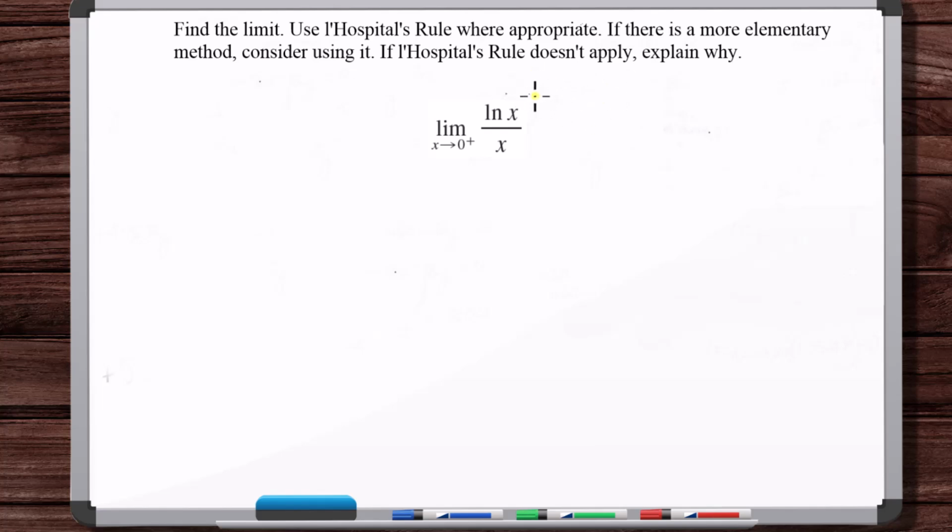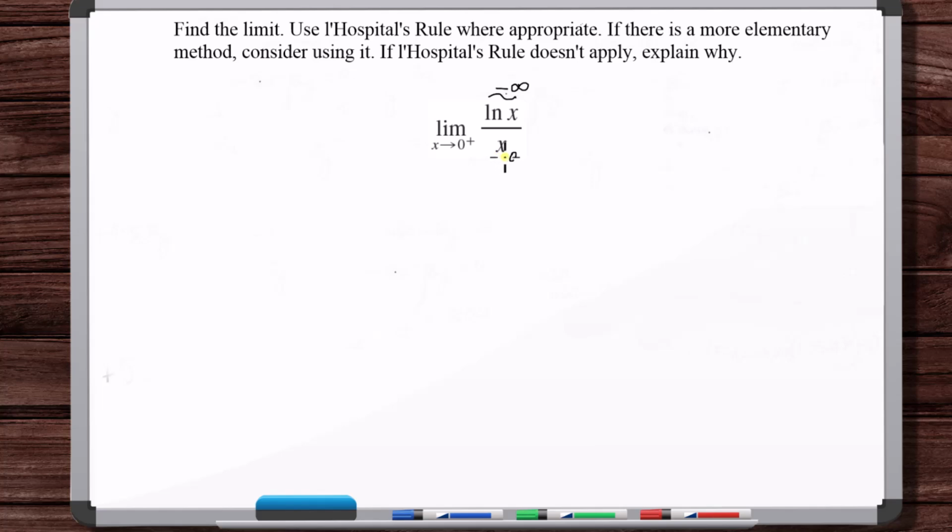So as x approaches 0 from the right, natural log of x is going to negative infinity, and the denominator is going to 0. Well, minus infinity divided by 0, that's not indeterminate. Infinity divided by a tiny number is infinity. So this is going to be some form of infinity. We just need to analyze it to see if it is positive or negative infinity. So this is negative infinity.